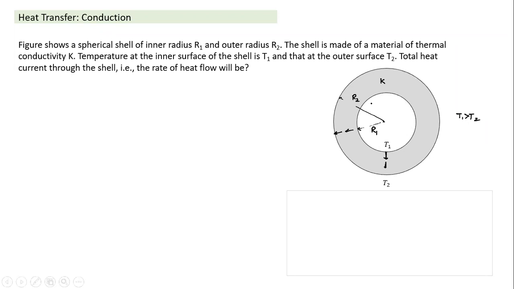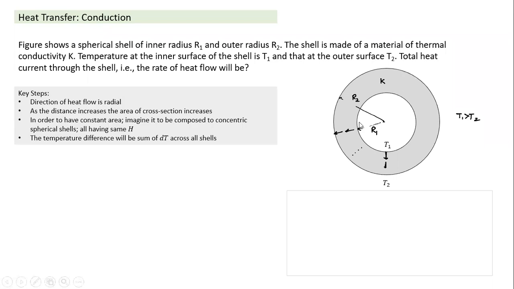So if this is so, how do we calculate the area? The area of the surface at temperature T1 is equal to 4 pi R1 square. The area of the surface at temperature T2 is equal to 4 pi R2 square. So what I notice is that the area at different temperatures is varying. As heat is flowing, it is flowing through a progressively increasing area. The area through which heat flow takes place is not constant.